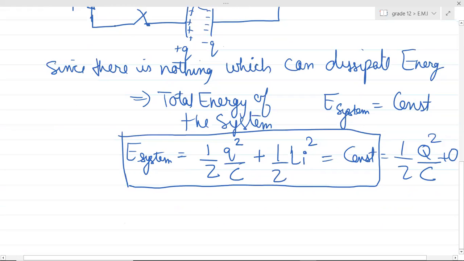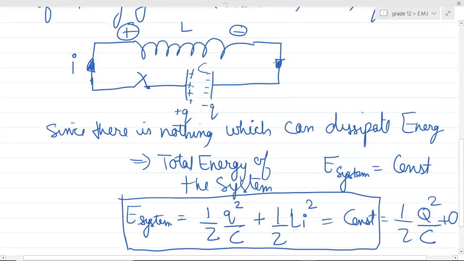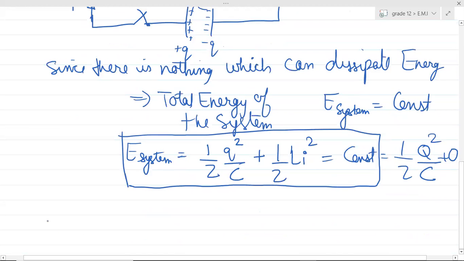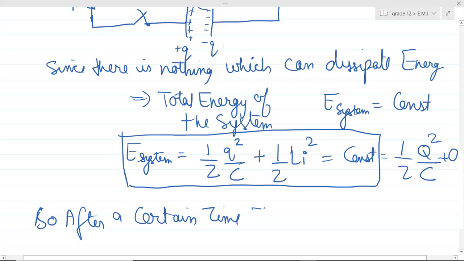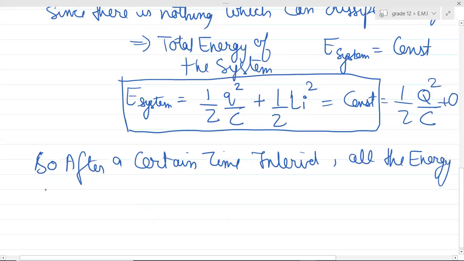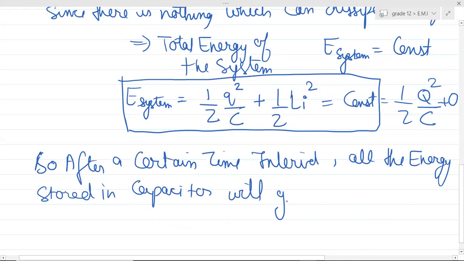Energy will keep on dissipating, but that energy will keep on flowing in this thing, due to which the current will be increasing, and whatever energy is filled over here, it will start changing its form to magnetic field energy. So basically what will happen? After a certain time interval, all the energy stored in the capacitor will get stored in the inductor.